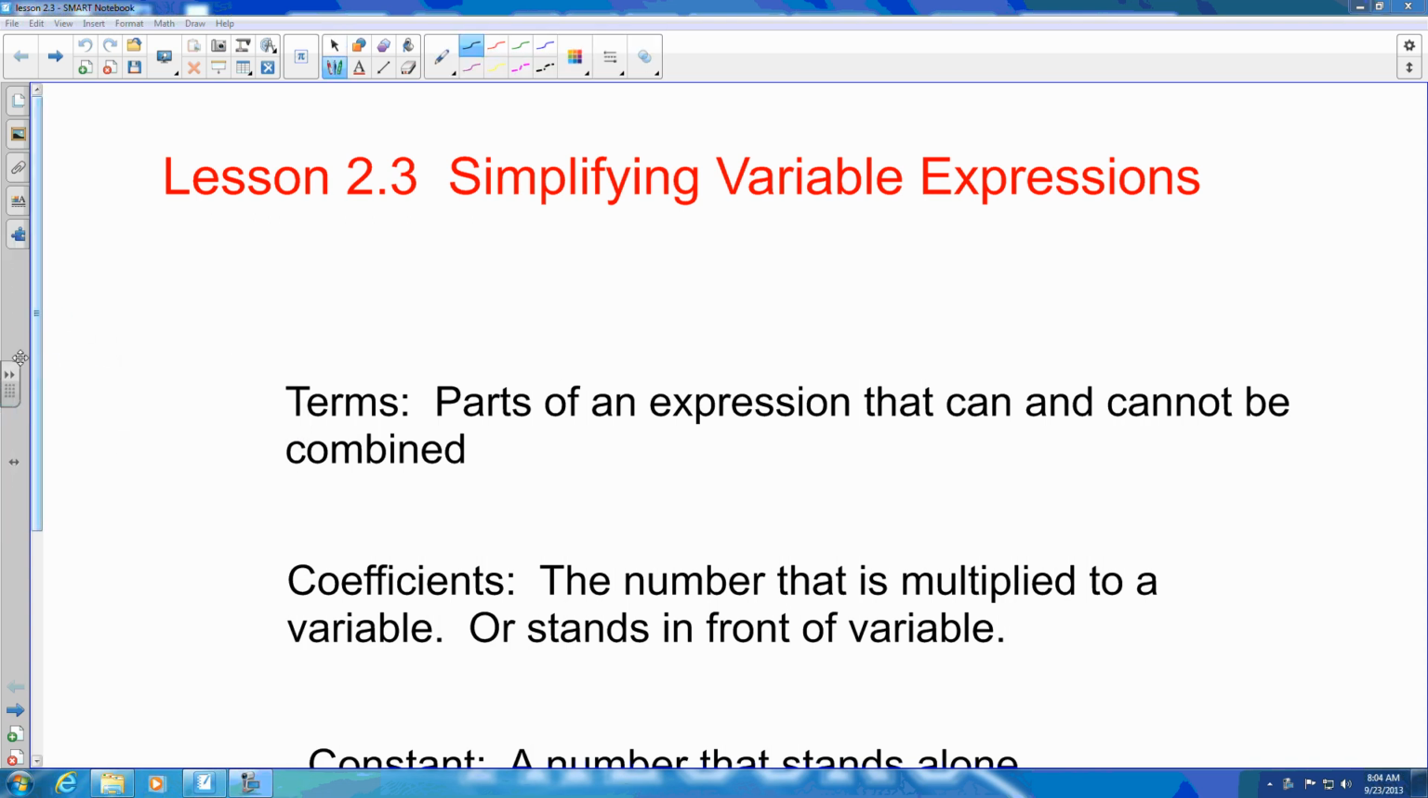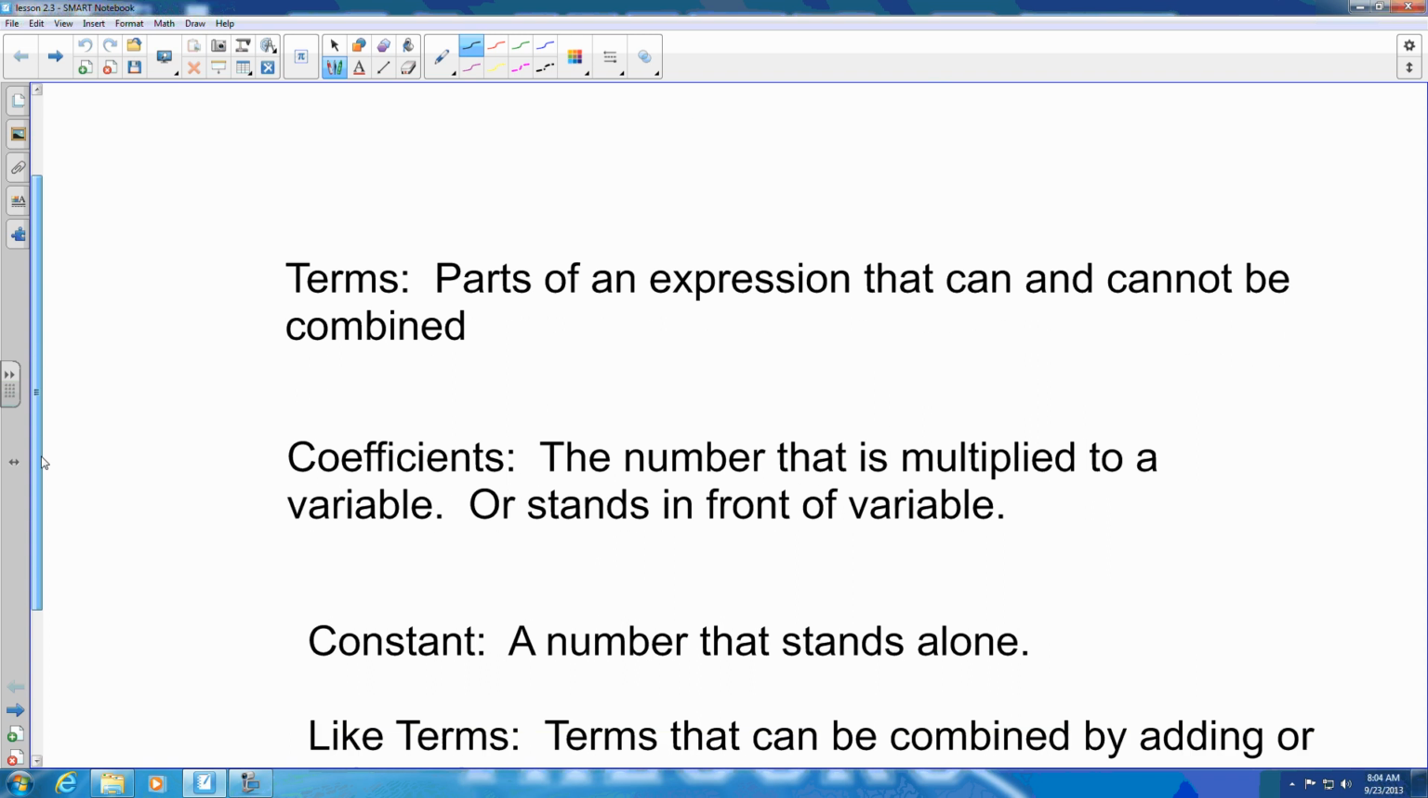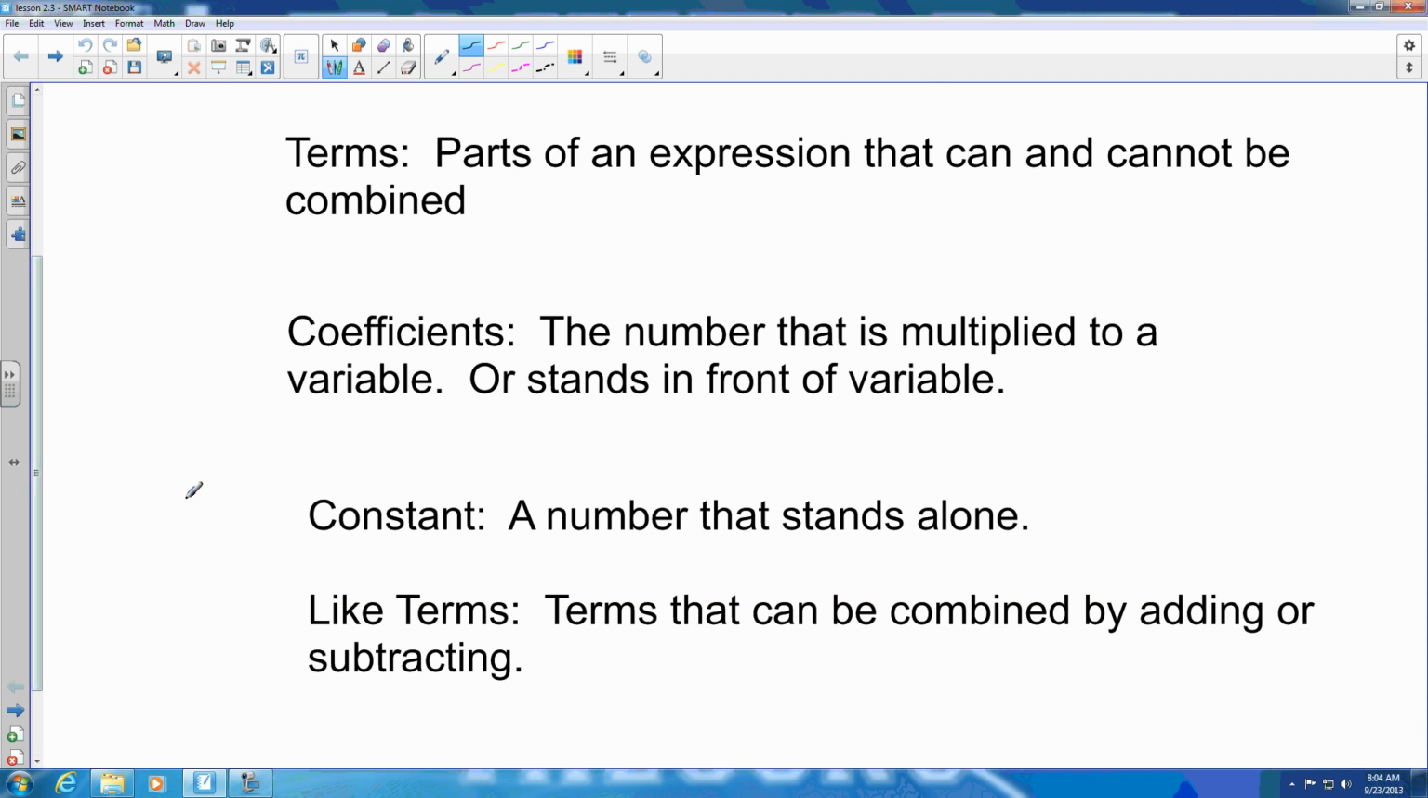Alright, we are in section 2.3 where we are simplifying expressions. Some of the things that we have to keep in mind in order to simplify expressions is to be able to understand what the definitions mean and what we're trying to do in the course of a math problem. When it comes to simplifying expressions, these are the terms that we are looking for to help us simplify.